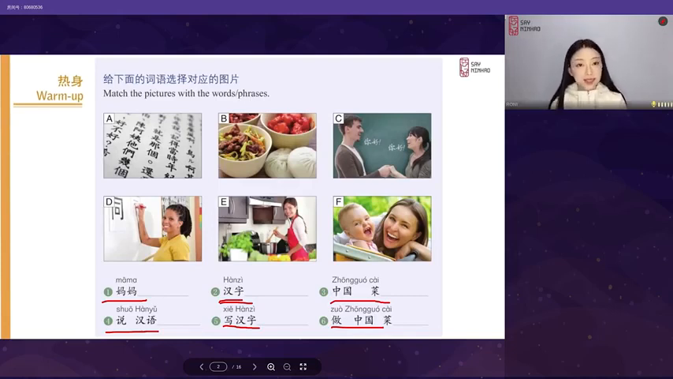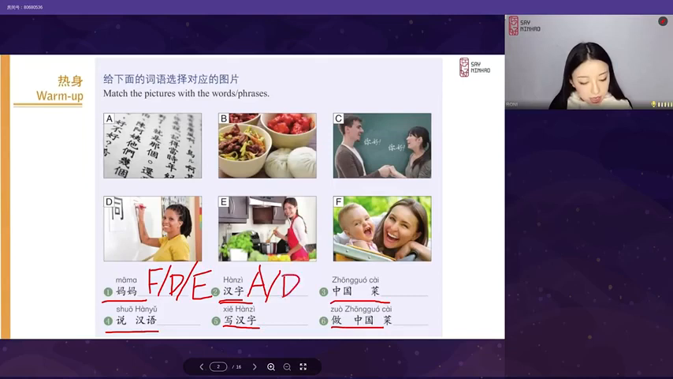Okay, time's up. Let's see the answers. First one, mama. Which one can be mama? I think the most obvious one is F, right? And I think D and E can be mama too. Maybe. And let's see 汉字. Which one is 汉字? A, obviously. And which one? D, she is writing.